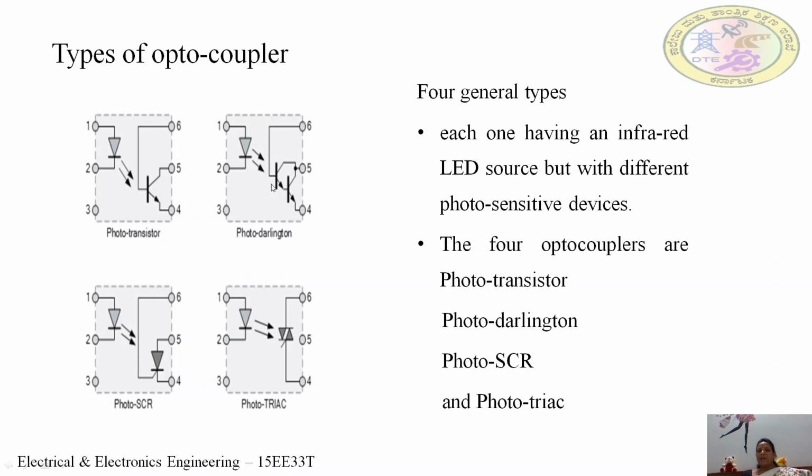So hence photo-Darlington. And photo-SCR. SCR, as you know, is a silicon controlled rectifier. Similarly, for the photo sensor, light sensor or light detector, if it is a photo-Triac, then the optocoupler is called a photo-Triac optocoupler. So based on the photo sensor or light sensor used, we have the general 4 types of optocouplers: phototransistor, photo-Darlington, photo-SCR and photo-Triac.